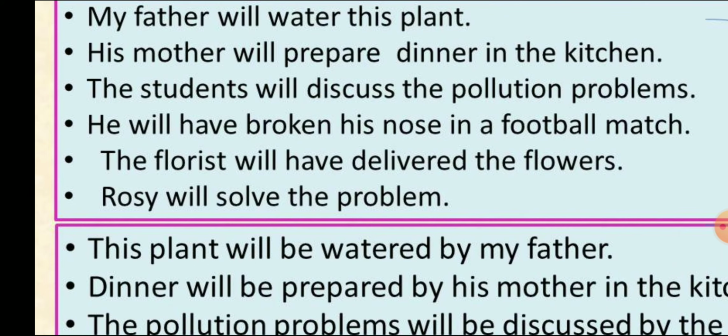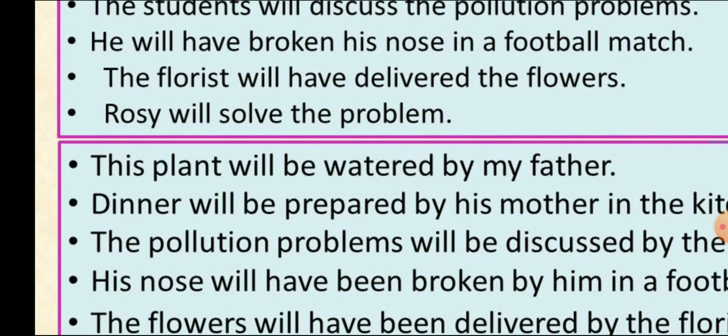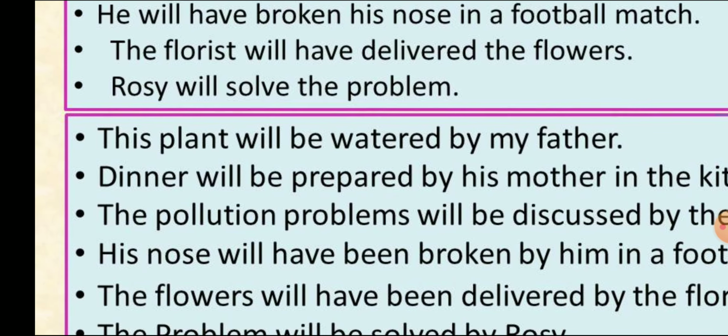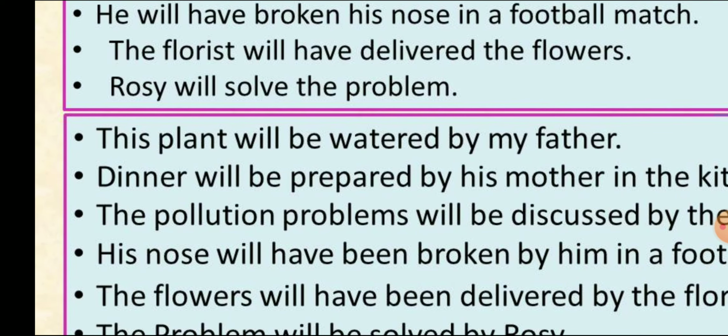Next, he will have broken his nose in a football match. He will have, so now it is in future perfect tense. So we have to identify the subject and object and change it as his nose will have been broken by him in a football match. The florist will have delivered the flowers. Florist is subject, flowers is object, will have, it is in future perfect tense. Now interchange the subject and object. The flowers will have been delivered by the florist.